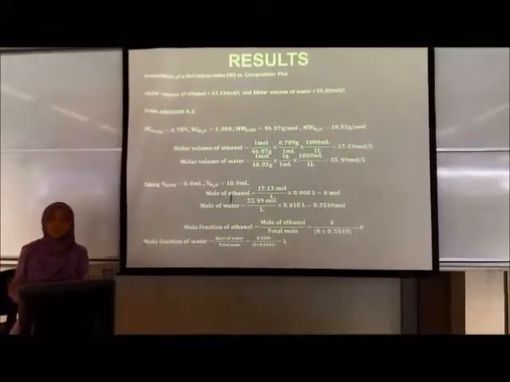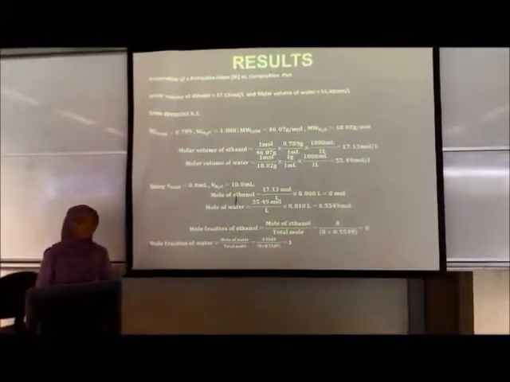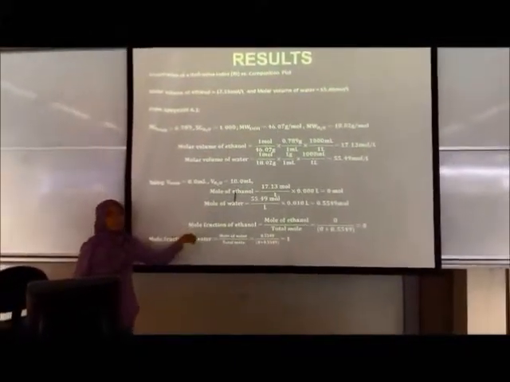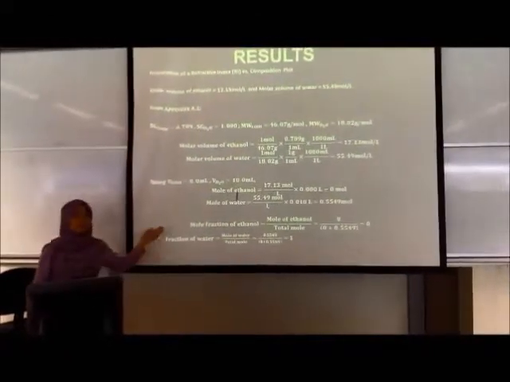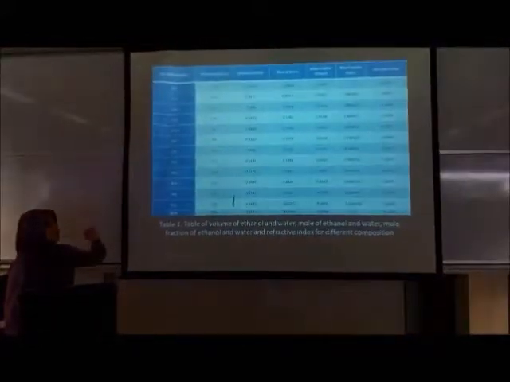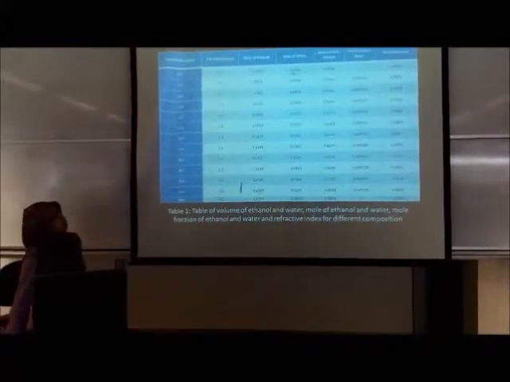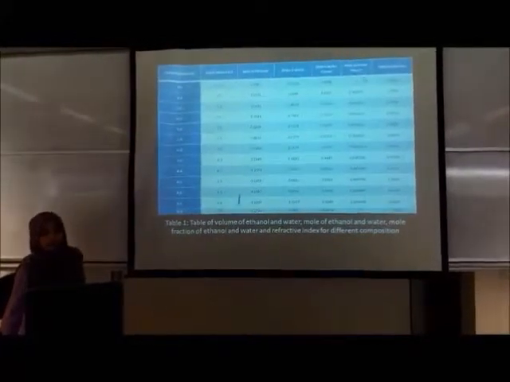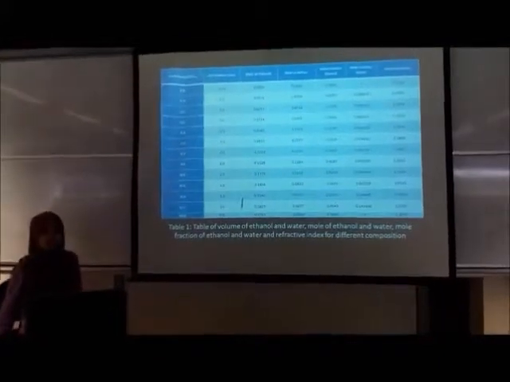This is repeated for all 13 samples, and then we can calculate the mole fraction of ethanol by dividing the moles of ethanol by the total moles, which is the moles of ethanol plus the moles of water. From that, we obtain the mole fraction of ethanol and the mole fraction of water. All these results are tabulated in this table. Here we can see the volume of water, moles of ethanol, moles of water, mole fraction of ethanol, and mole fraction of water calculated, and the refractive index that we obtained from the spectrophotometer.